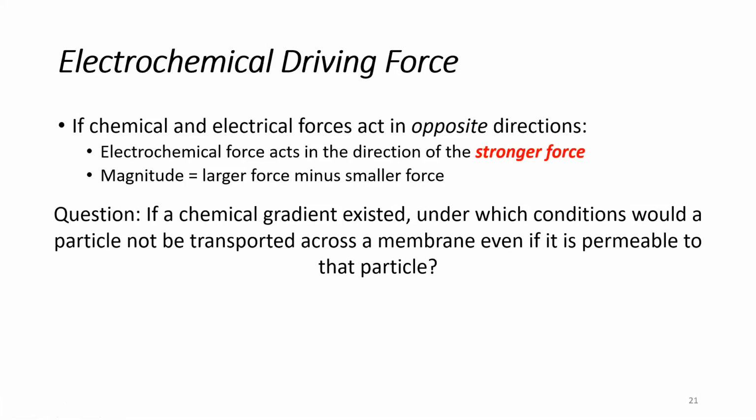on that particle. So I'll give you a minute to ponder this question here. If a chemical gradient existed, under which conditions would a particle not be transported across a membrane, even if the membrane is permeable to that particle?